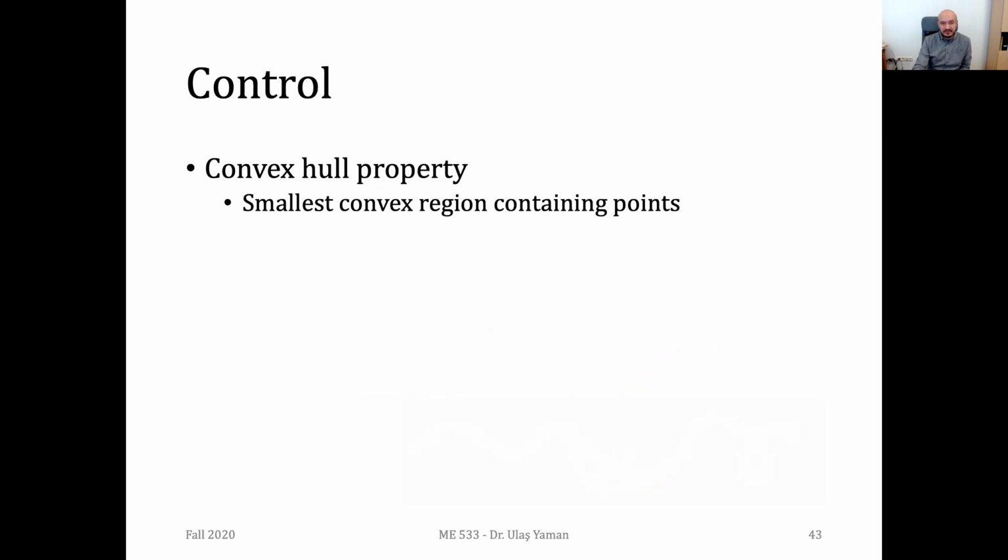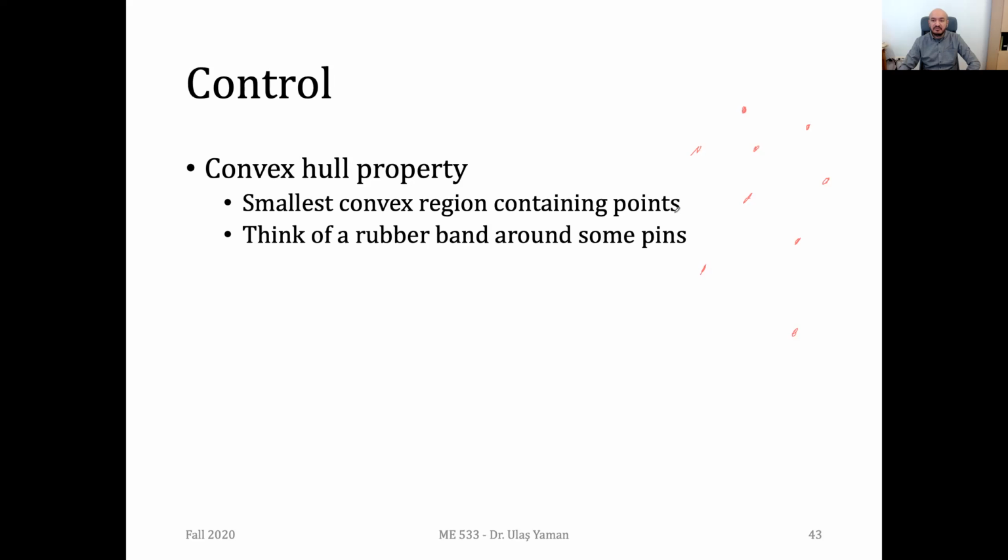Another property in the control is the convex hull property. Let's first define the convex hull. What is a convex hull? Assume that you have such points on the plane. And if the convex hull of this region is asked, then how do we obtain it? We put a rubber band around these points, or pins. You can consider them as pins. We put a rubber band around and obtain the convex hull of the points. So let me do it.